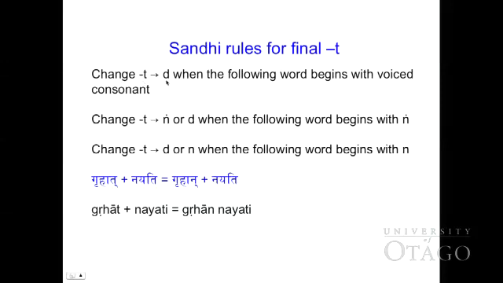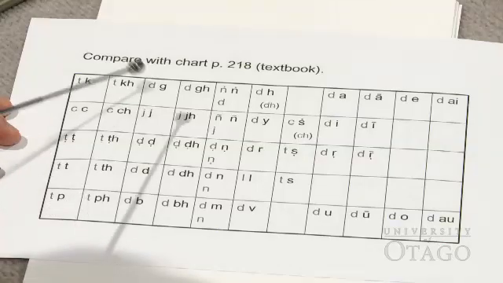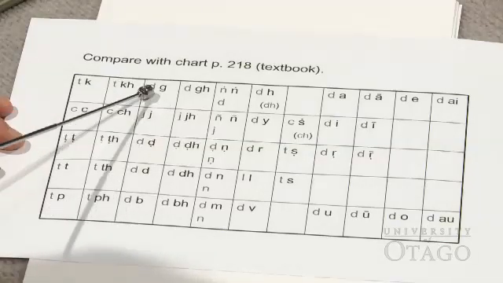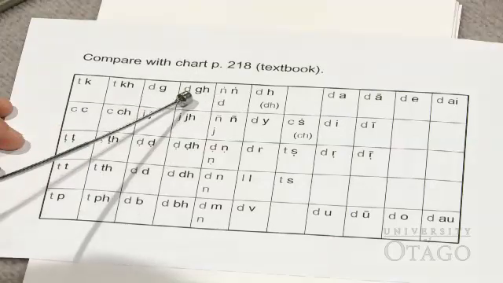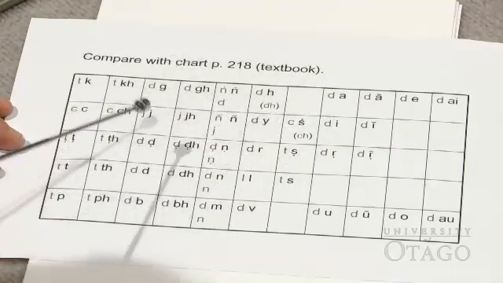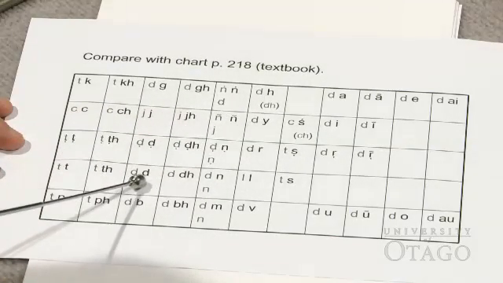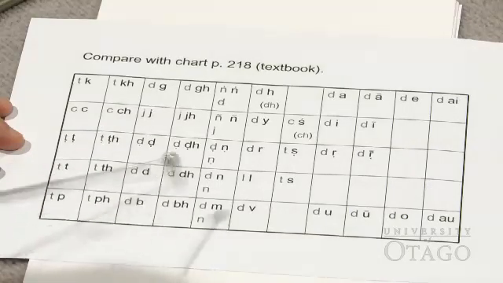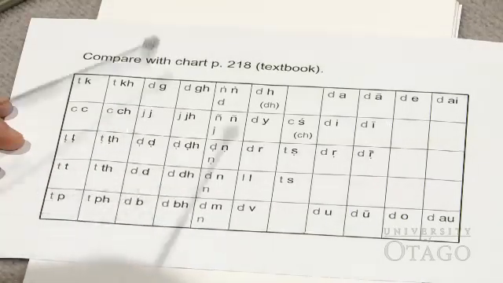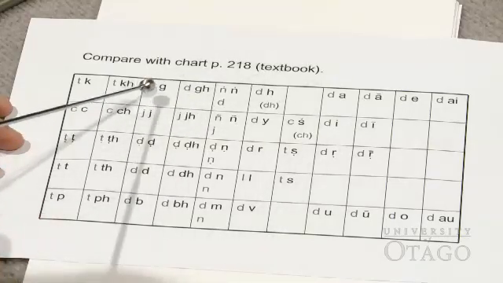Change T to D when the foreign word begins with a voiced consonant. Let's see. When the foreign word begins with a voiced consonant, change T to D, such as this one, and also this one: D, DH, B, BH. These are all voiced consonants, so change T to D.